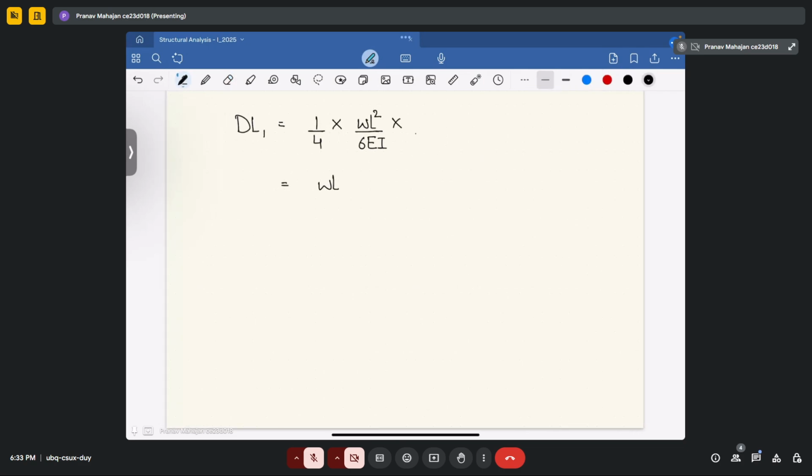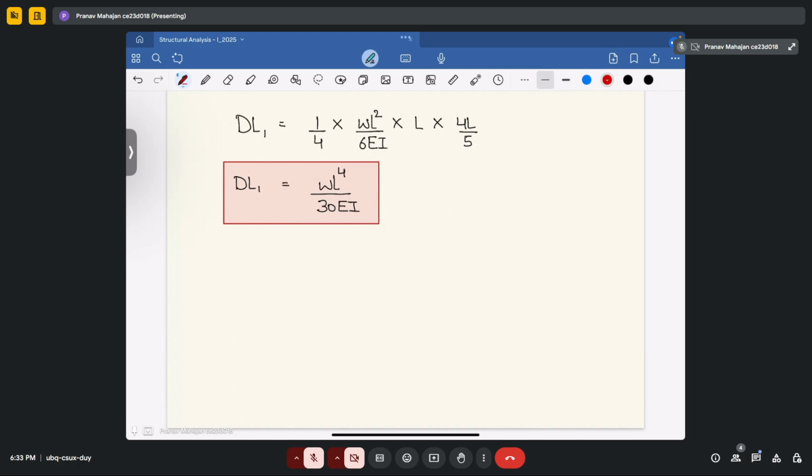So that is L into 4L upon 5, that is your lever arm, and it will give you WL to the power 4 divided by 30 EI. Okay, so now this has become your deflection at the free end of the cantilever beam when it is subjected to uniformly varying load at the free end. So this is the deflection for the primary structure.